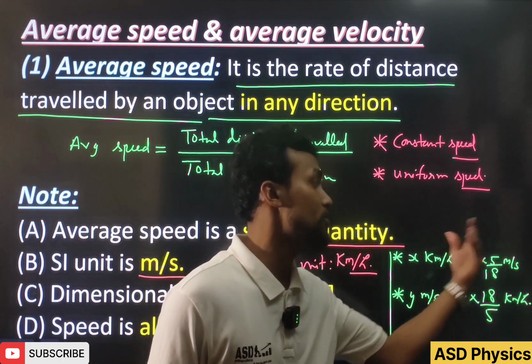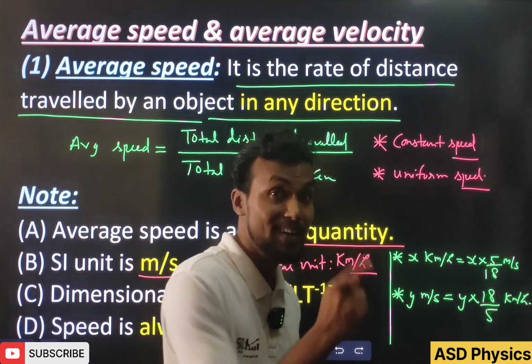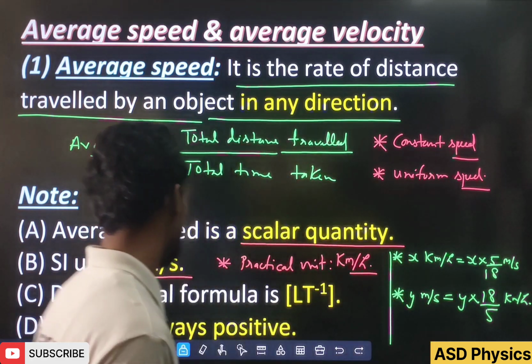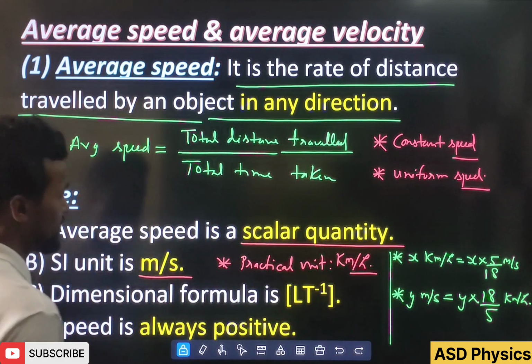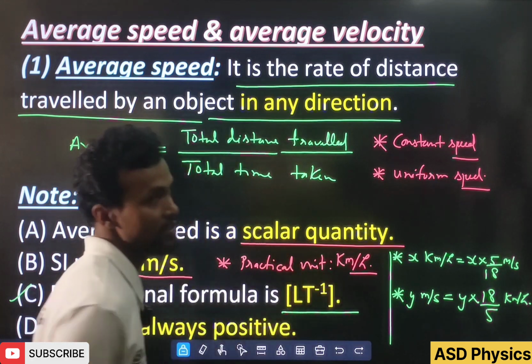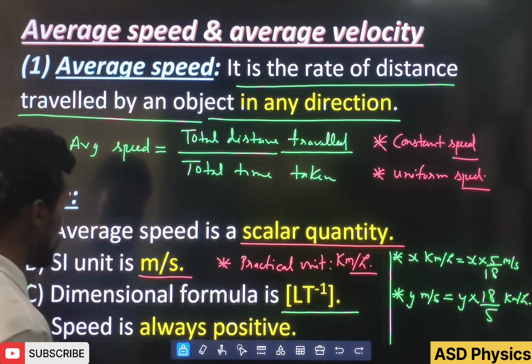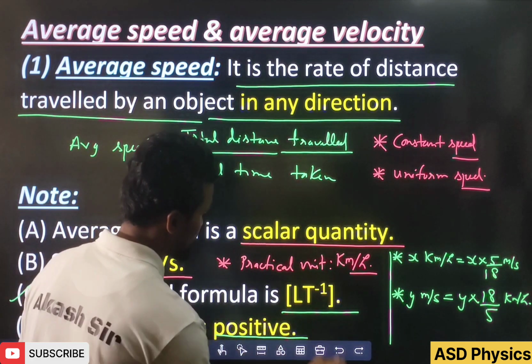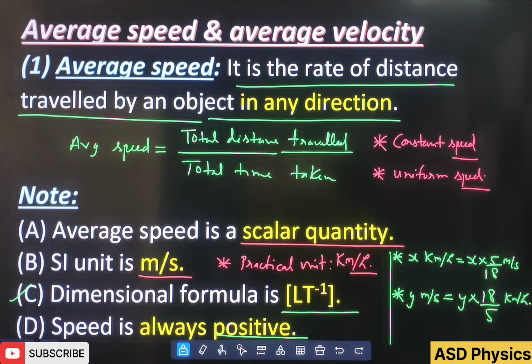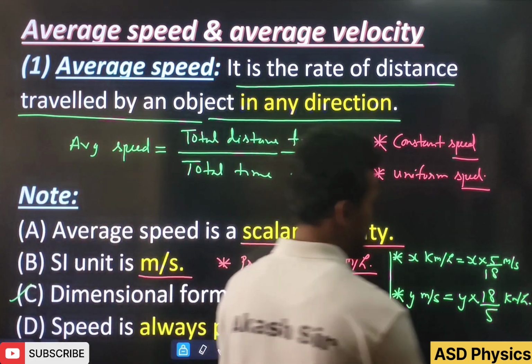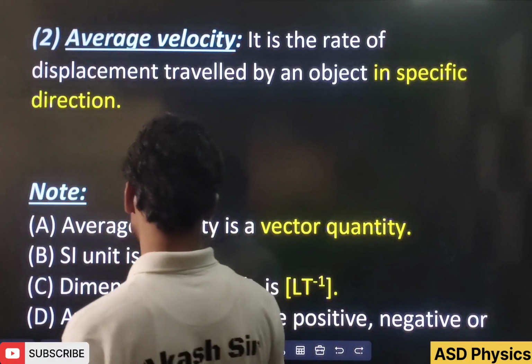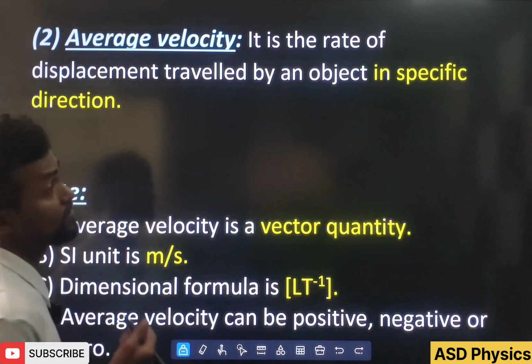Maybe we have to convert kilometer per hour to meter per second, or meter per second to kilometer per hour. And the dimensional formula you know very well. It is LT minus 1, always written in a big bracket, and you know very well speed is always positive, as I have told you. So this is the average speed and these are the important points. Okay students, great.